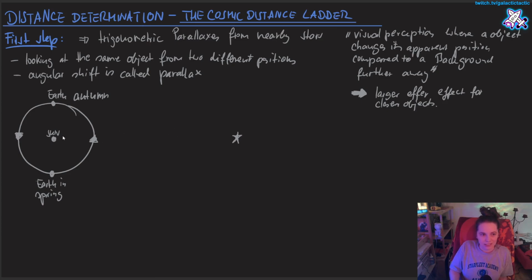So this star has a certain distance to us, right? That's the distance. Let's call that D. Now we want to know how far, what is D?